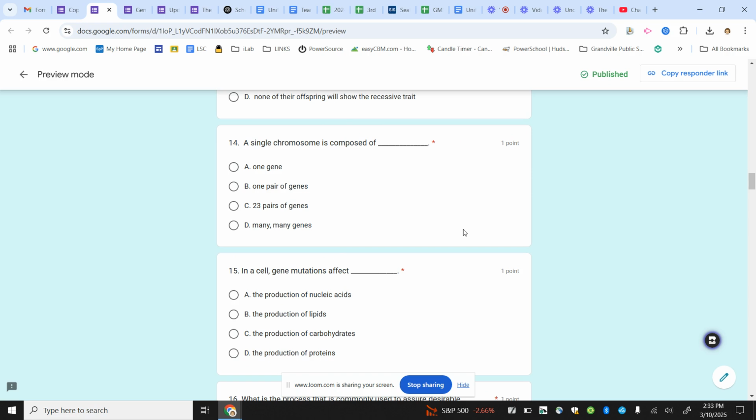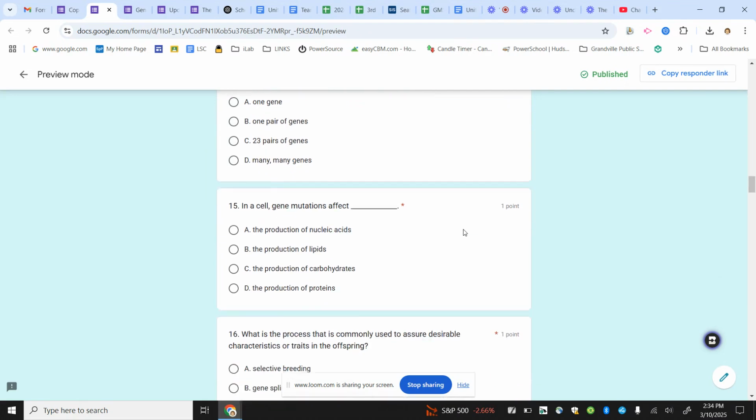Number 14, a single chromosome is composed of blank. A, one gene. B, one pair of genes. C, 23 pairs of genes. Or D, many, many genes.